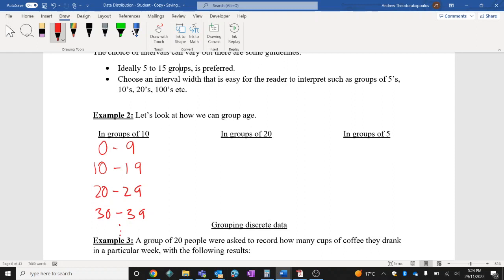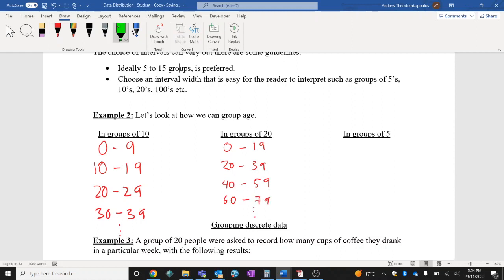Okay, so that's probably the trickiest part. Groups of 10 does not mean 0 to 10. Okay, if we're starting with 0. Groups of 20, same thing. 0 to 19, 20 to 39, 40 to 59, 60 to 79, and so on.